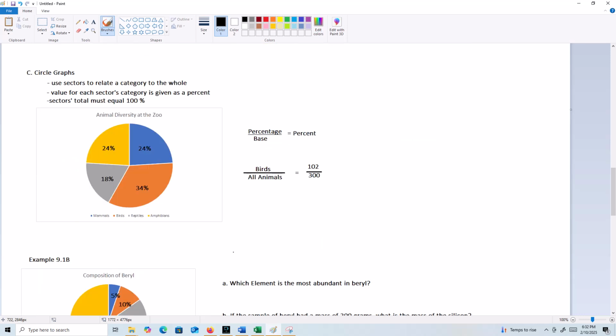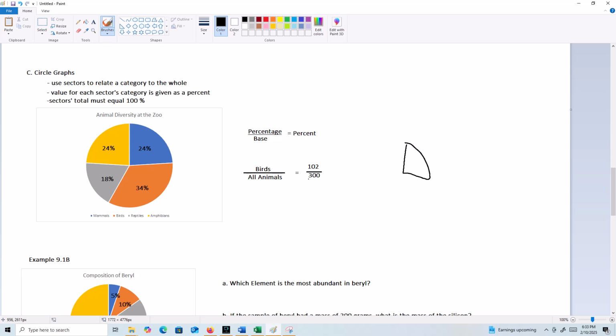All right, circle graphs use sectors to relate a category to the whole. A sector looks just like a piece of the pie. So that's a sector. And in it, you get the percentage that is represented by that slice of the pie. So the mammals down here have 24%. And if you have a whole pie, you have 100% of the pie. So all the sectors of the pie need to equal 100%.